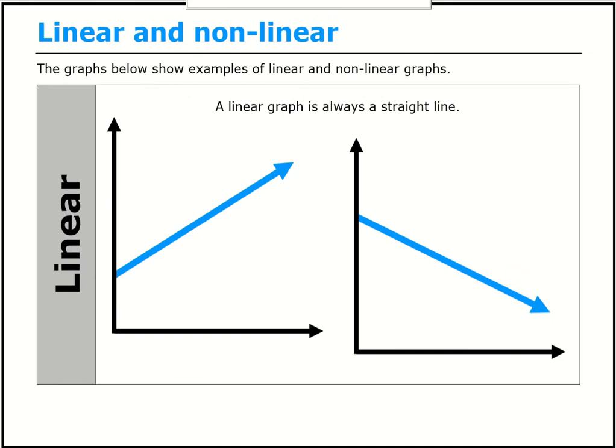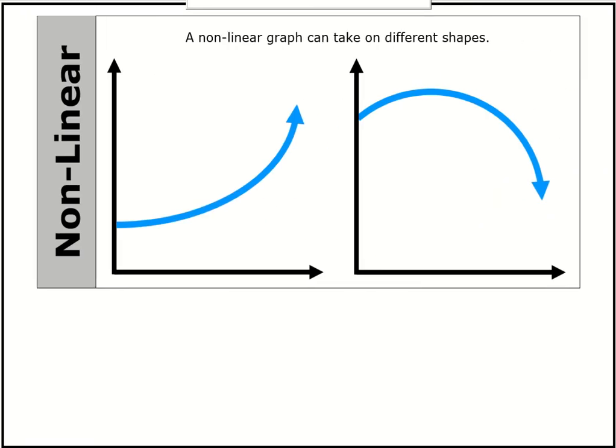So linear and non-linear. The key idea with linear is that things always go in a straight line. There's a couple of examples shown there. It doesn't matter whether it's increasing or decreasing, it just matters that it goes in a straight line. Whereas a non-linear graph can be things like this, so any kind of curve shapes, for example, would be non-linear.